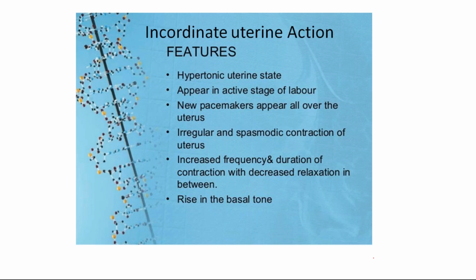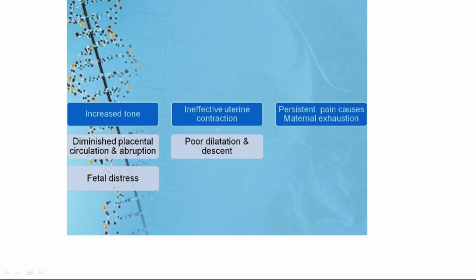So there is increased frequency and duration of contraction with decreased relaxation in between, and there is a rise in the basal tone, right? Okay, so the features of incoordinate uterine action are that the basal tone is increased, so that diminishes the placental circulation, and sometimes there may even be abruption of the placenta and that leads to fetal distress, right? Then ineffective uterine contraction, right?